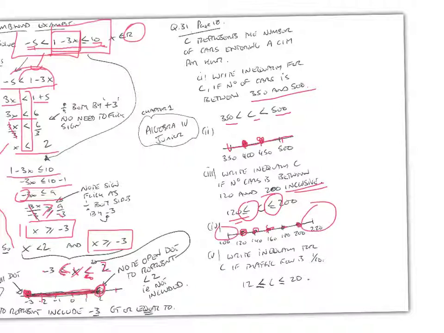Write the inequality for C if the traffic flow is a tenth at night time. So basically it's 120 divided by 10 is 12, less than or equal to C is less than or equal to 20, but greater than 12, so it's 1/10 of each there.